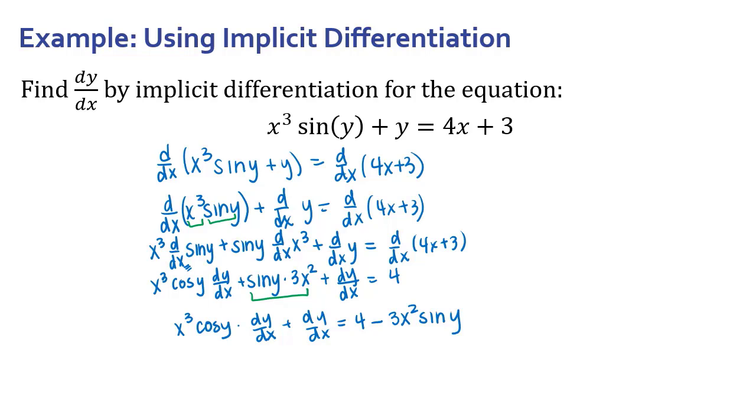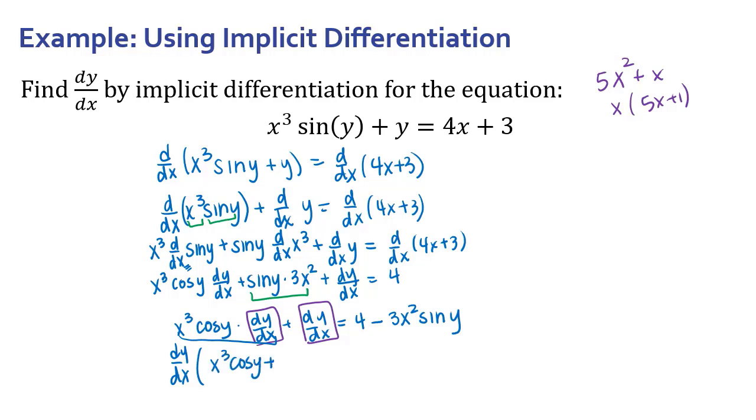It's just like if we had an equation with something like 5x squared plus x, we could factor that x out and we'd be left with that. So that's the same idea I'm doing here. I'm treating it like each of these has this term. So I'm going to factor that dy dx out, and when I do, this whole term is left with just x cubed cosine of y, and this is just left with a 1. That way if I distributed this through, I would get this exact same line. And then that equals 4 minus 3x squared sine of y.